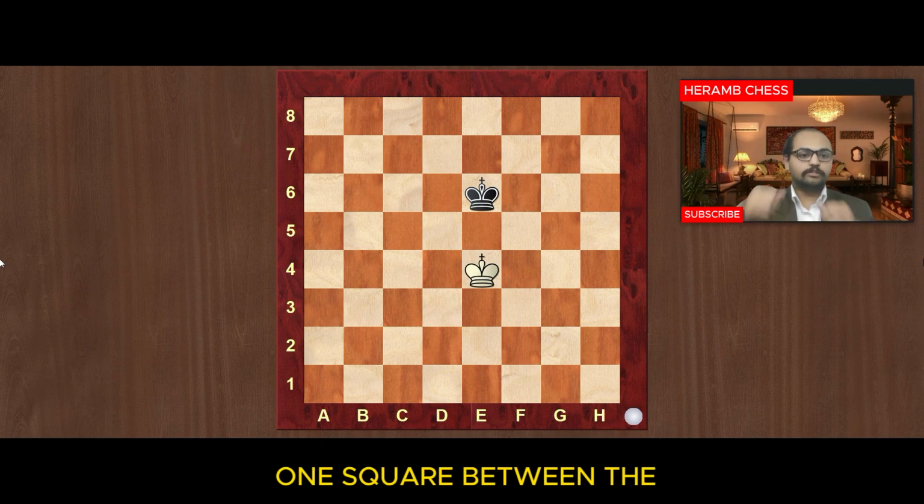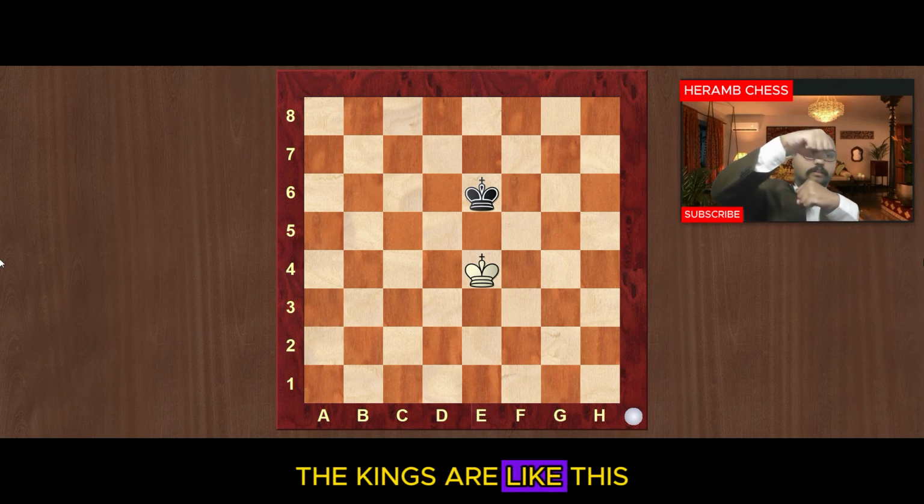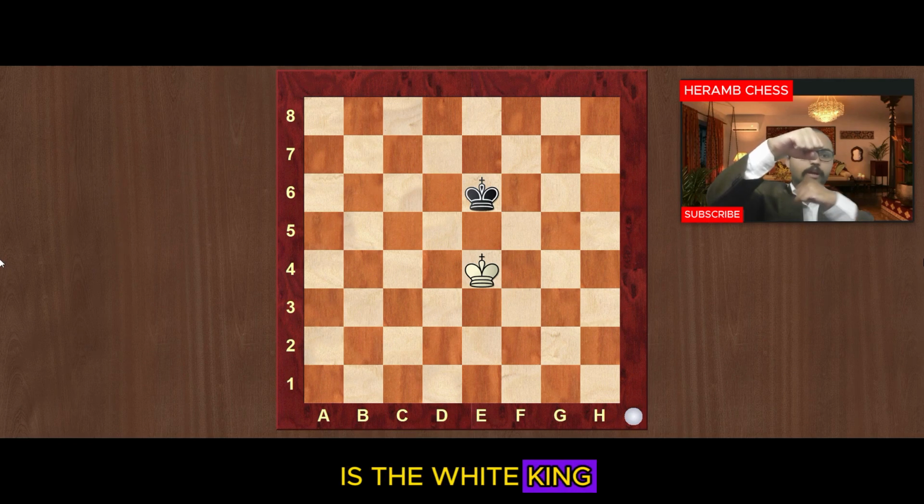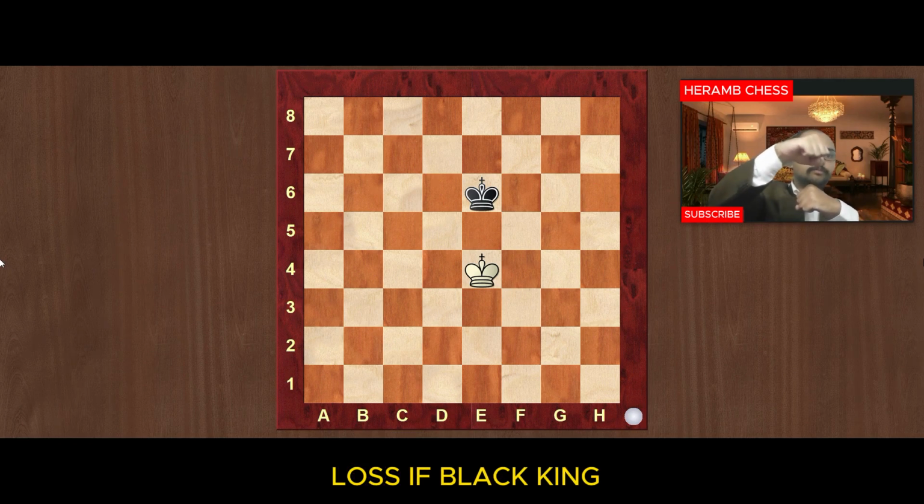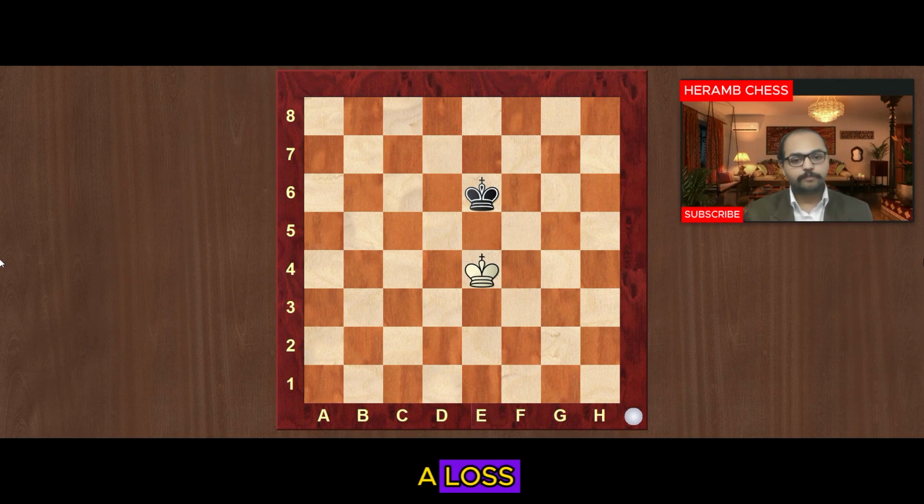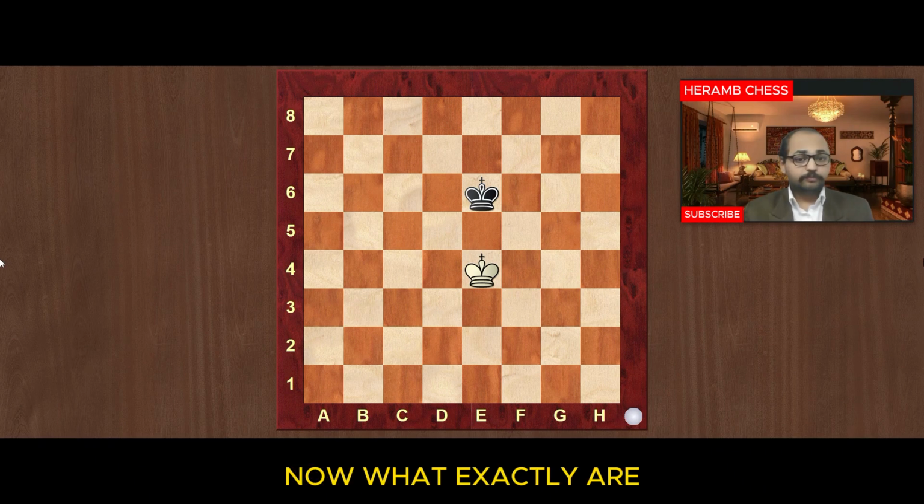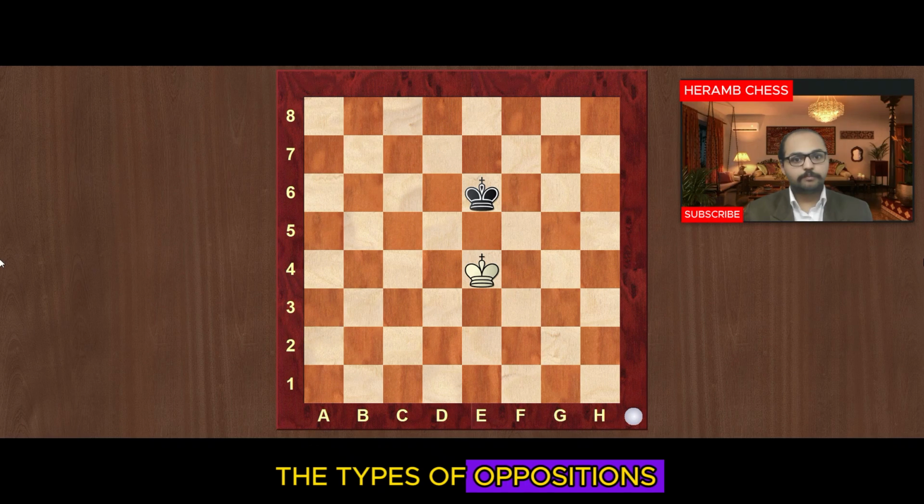So whenever there is one square between the two kings, the kings are like this, then the side which is to move is at a loss. So let's say this is the white king. If the white king has to move, white is at a loss. If the black king has to move, then black is at a loss. Clear? Is this sinking in till now? Good.